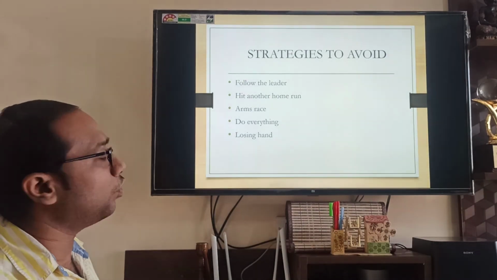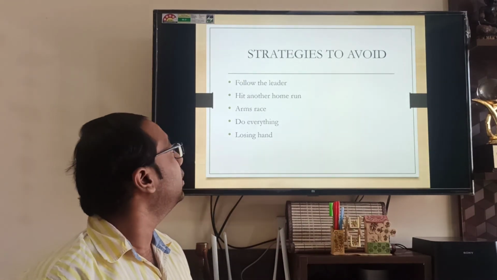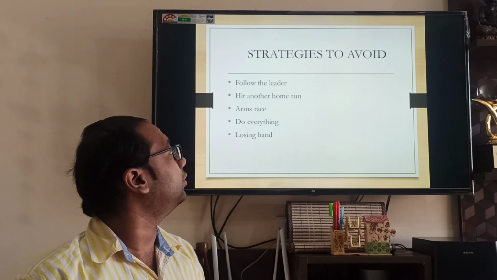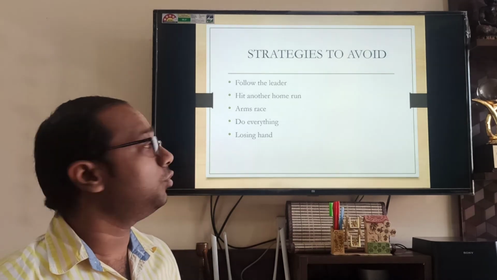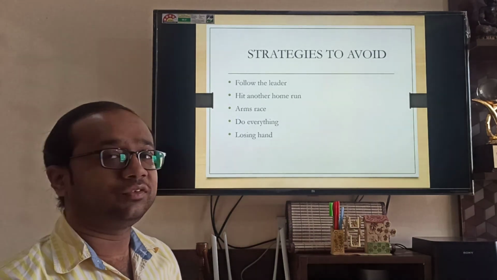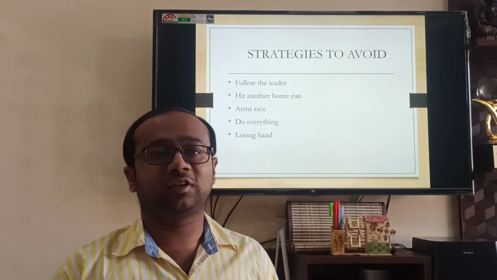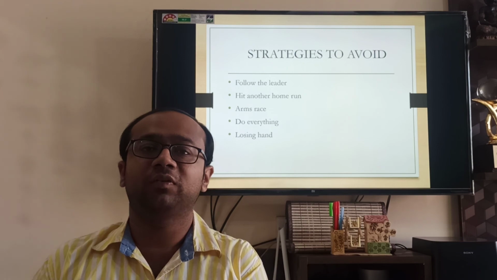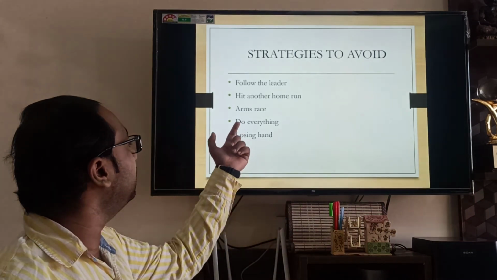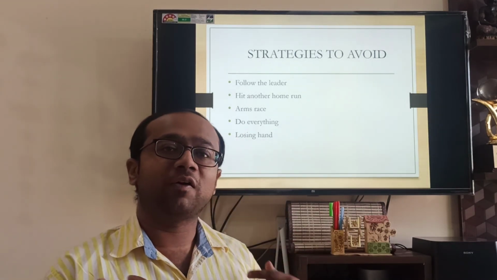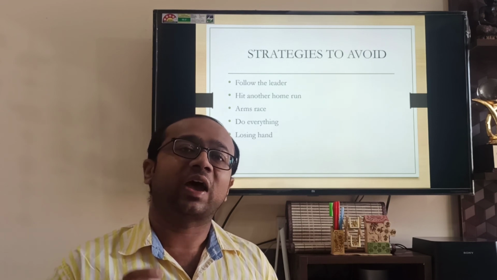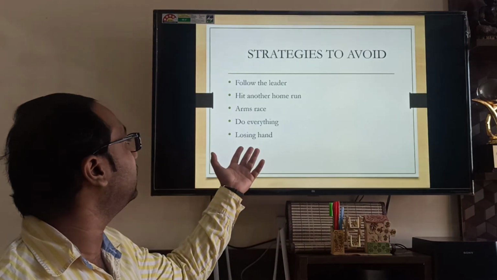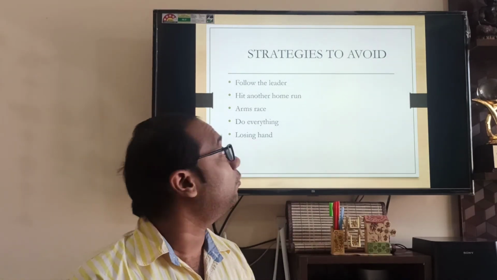Strategies to avoid: follow the leader, don't blindly follow the leader. Hit another home run, which means you are just focusing on getting some particular targets done but missing on some points. Arms race, you are just into competition, you are just seeing what the competitor did and how much you should do. Do everything, you see that you want to do everything, not focusing and not channelizing your energy, and losing hands. So all these strategies basically should be avoided.